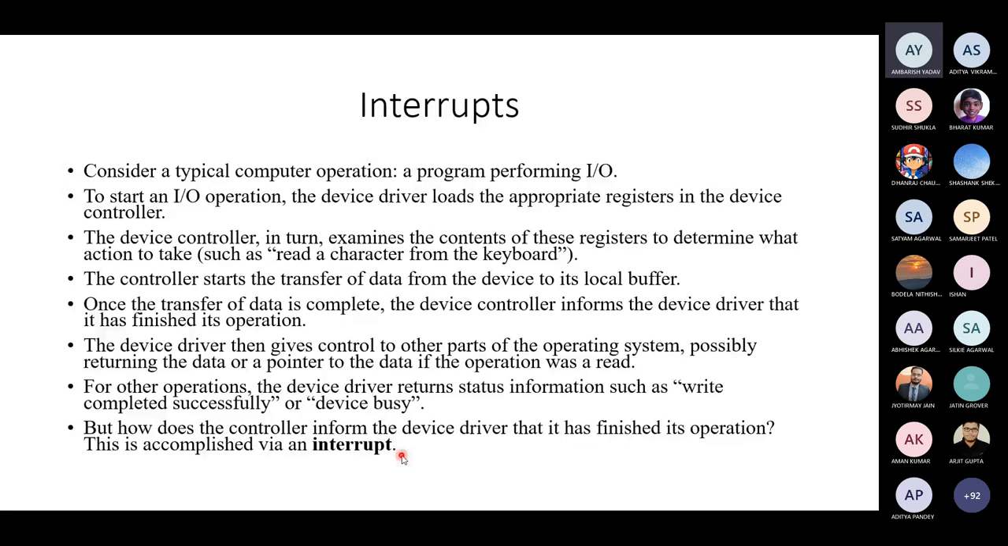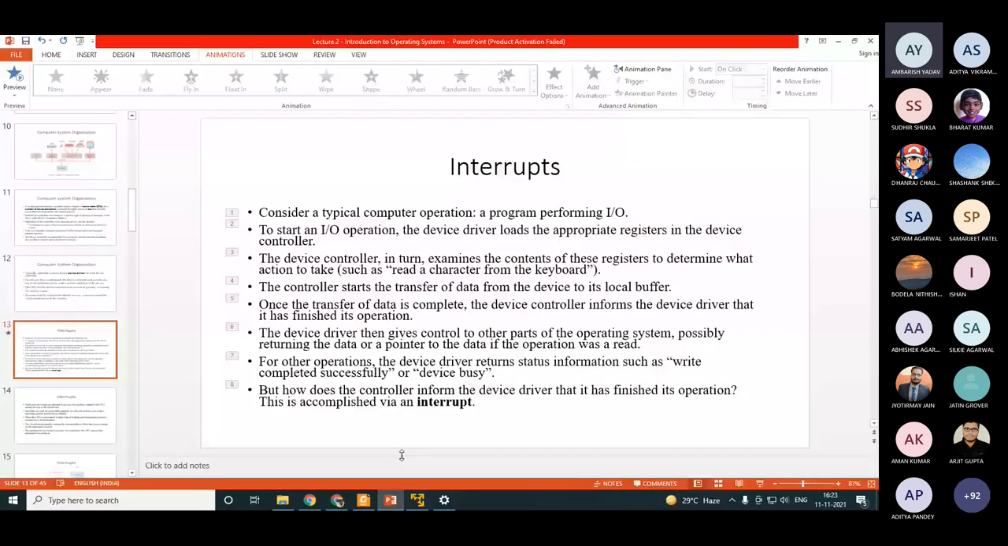See, suppose this is one interface. This is an input output operation. Suppose I am writing something, yes. The cursor is blinking. Now I want to perform an operation, say I want to write yes. You will be able to see the yes. I delete it, then I write yes again.